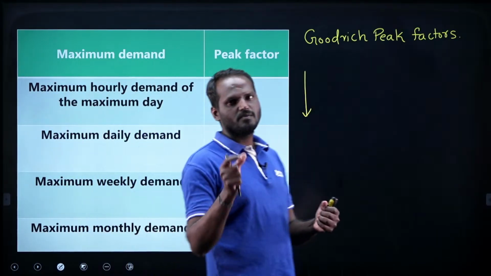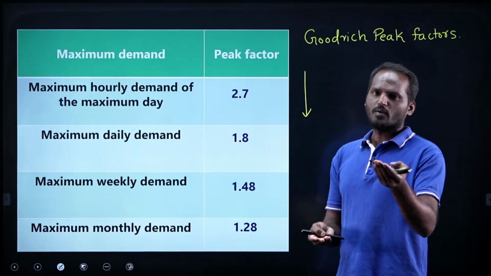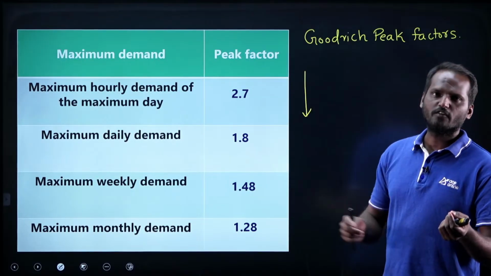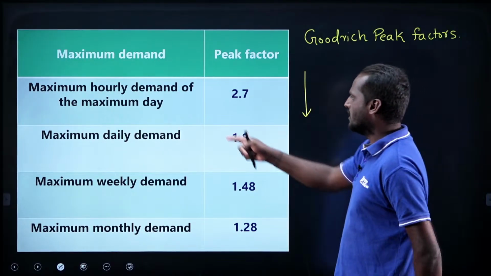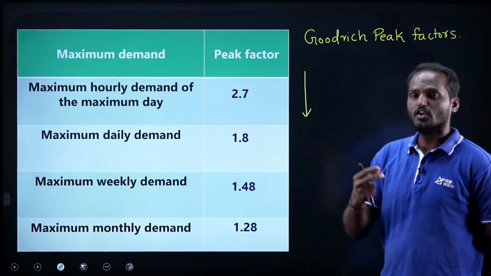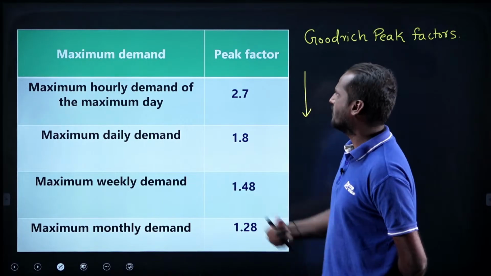Maximum hourly is 2.7, daily is 1.8, weekly is 1.48, monthly is 1.28. If you increase the time period, the factor value is decreasing. Likewise, you can remember these Goodrich peak factors. They may ask you peak factors, right?